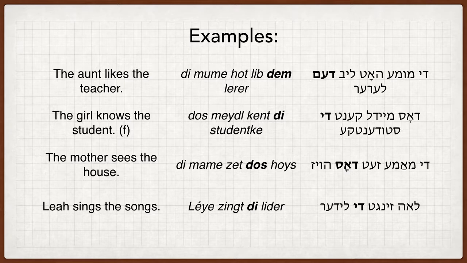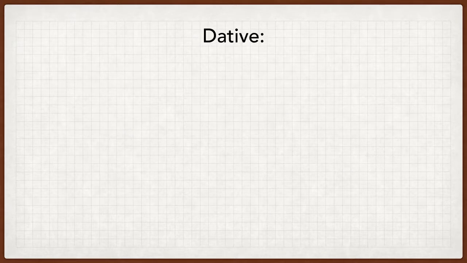And the last sentence is Leah singt die Lieder. Leah sings the songs. She sings something, so the songs are the receivers of being sung, therefore they are in accusative, but in plural we have die all the time, nothing changes in plural. So that's it. Moving on to dative.